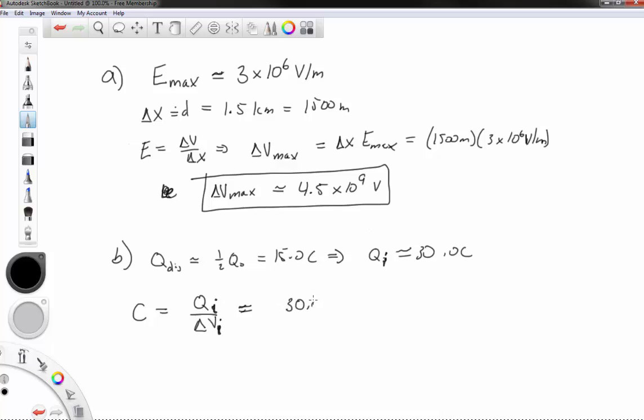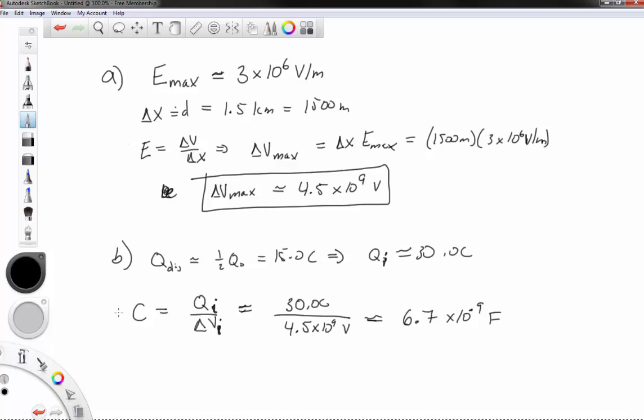So this is 30.0 coulombs divided by 4.5 times 10 to the 9 volts, which gives us an approximate answer of about 6.67, or with two significant figures, about 6.7 times 10 to the minus 9 farads. So that's the approximate capacitance of the clouds.